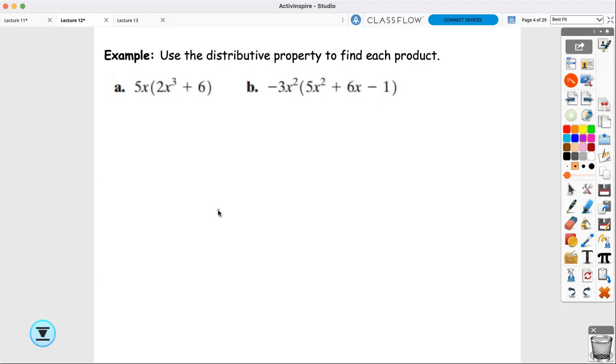All right, guys. So example A. Use the distributive property to find each product. We have 5x times (2x cubed plus 6). Can anyone remind me what property we'd be using to multiply this 5x to the polynomial on the inside? It starts with the letter D.